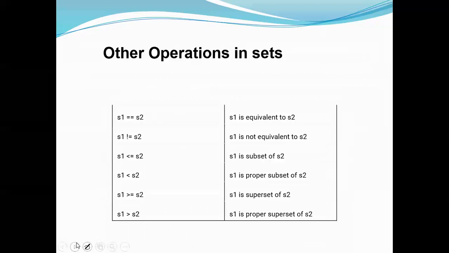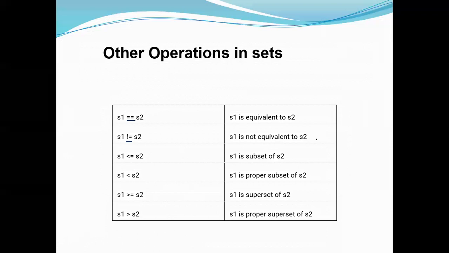What else we have in sets is equivalency, that is whether set 1 is equivalent to set 2, which we represent using double equal. Whether set 1 is not equal to set 2, exclamation mark equal to. Set 1 is a subset of set 2. So the subset operation is most important.